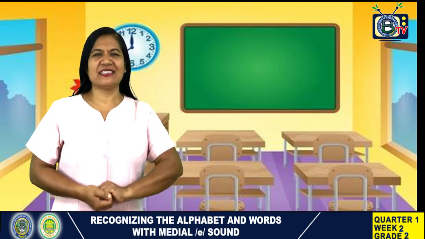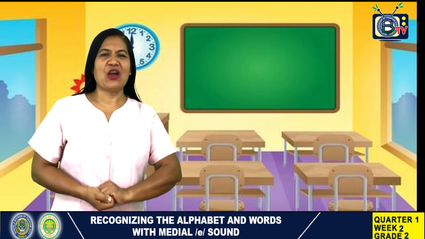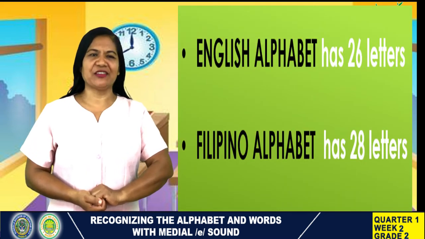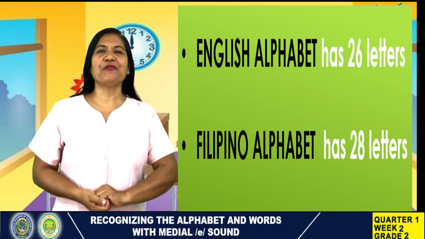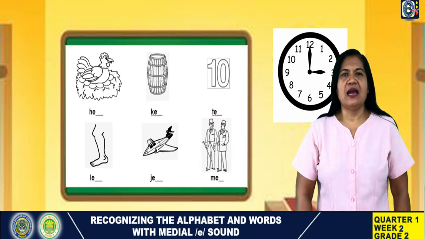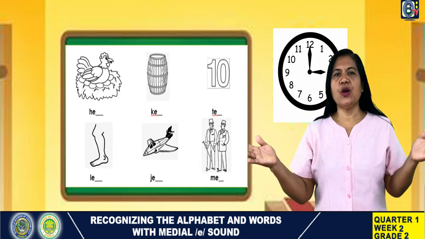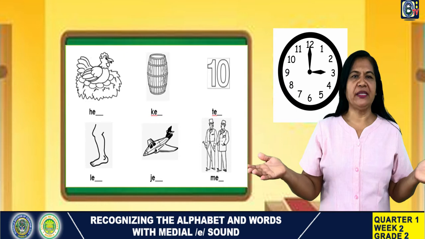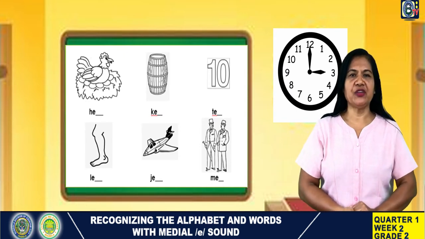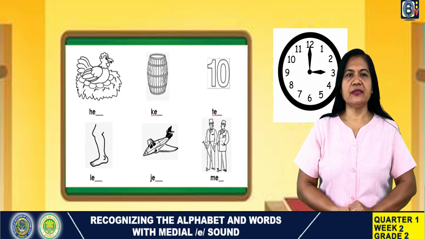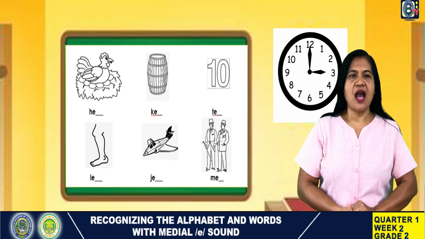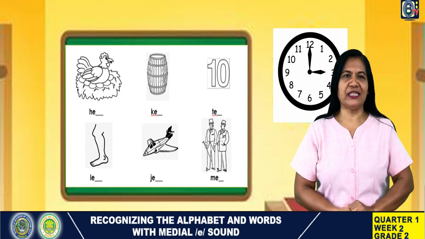Excellent job, kids! I'm sure you enjoyed singing. Always remember that the English alphabet has 26 letters, while the Filipino alphabet has 28 letters. Now, children, let's do activity 1 on your module page 6. The direction is, write the final or ending letter of each word. Write your answers on a sheet of paper or in your module activity sheets. I give you 3 minutes to do it.